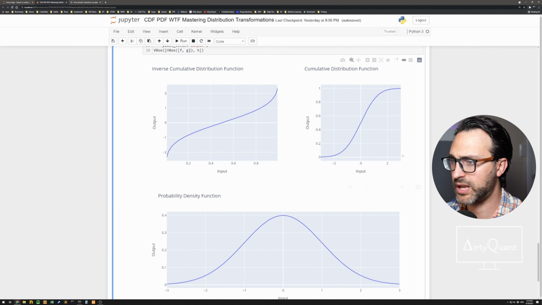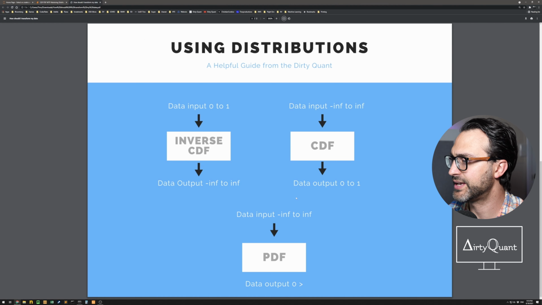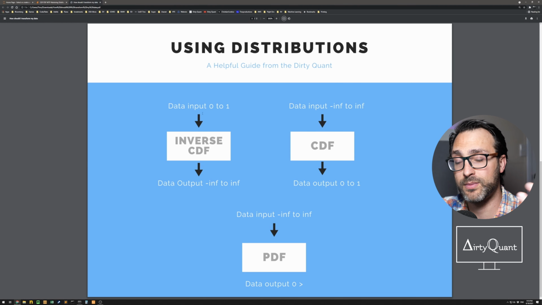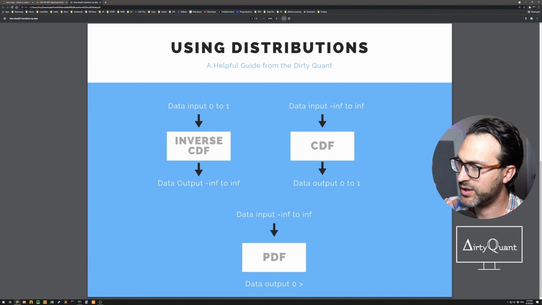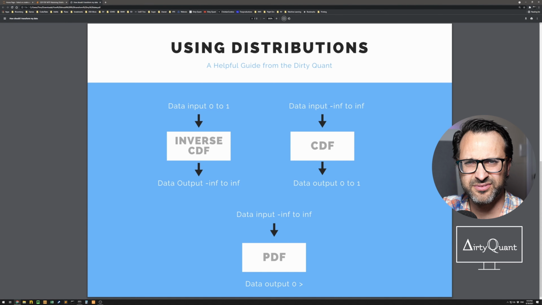Have a look at this notebook. This is a very simple guide here. What is my data? Which format is my data in? Is it in raw data? Okay, cool. So I'm probably going to be using the CDF, right?